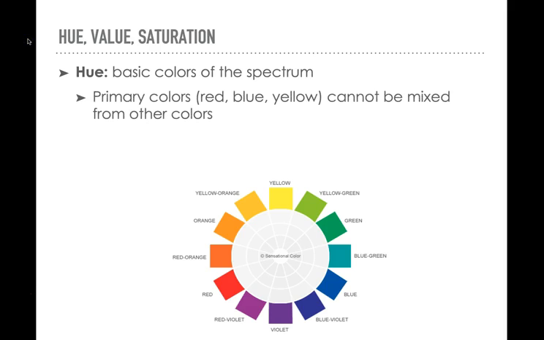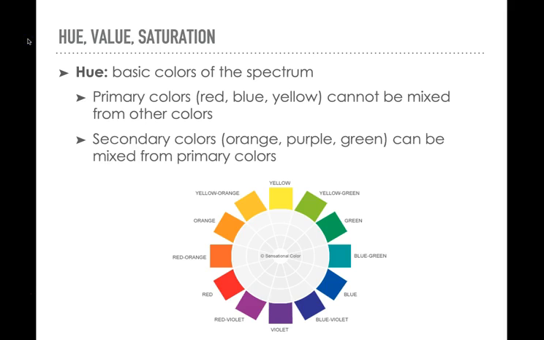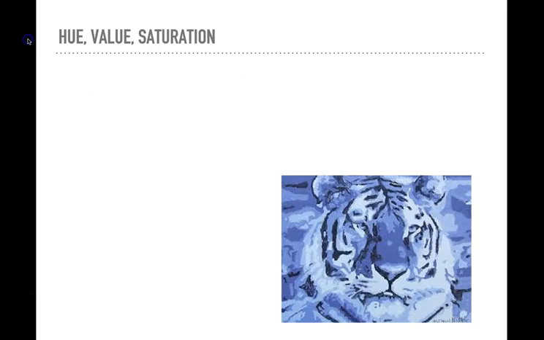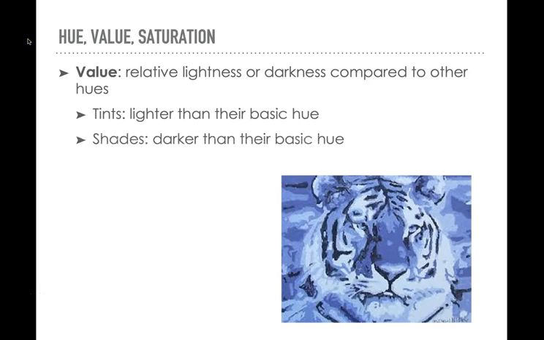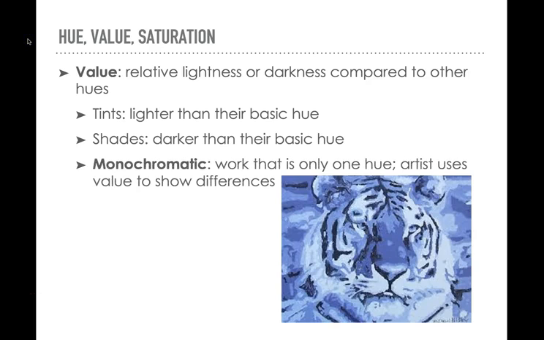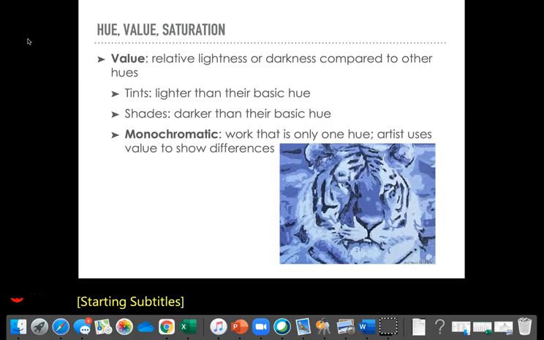You have the primary colors of red, blue, and yellow, which cannot be mixed from the other colors. And then you have the secondary colors, orange, purple, green, that can be made from primary colors. Value in terms of color refers to the relative lightness or darkness compared to other hues. Tints are lighter than the basic hue, and shades are darker than their basic hue. Some artists use a monochromatic color scheme, as you see here with this tiger.